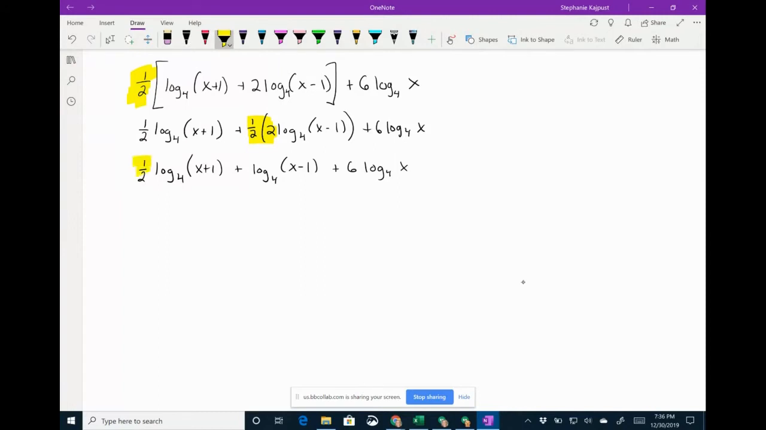So now every number that's in front of the log becomes an exponent on whatever you're taking the log of. So all of those are going to go back up as an exponent. So then I have the log base 4 of x + 1. Now that's going to have the 1/2 power.